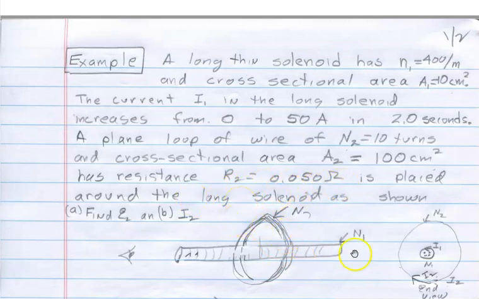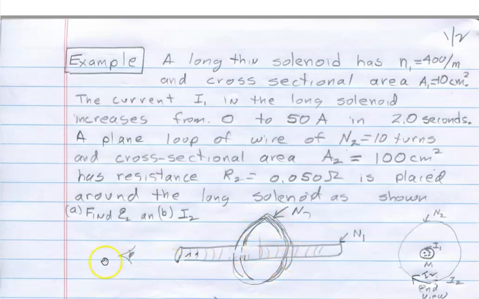And it's placed around it. So basically we have this ring, and then we stuck this long and thin solenoid in it. And we need to find E2 and I2. That's the EMF that is induced in this outer ring, and the current that's induced in that outer ring.